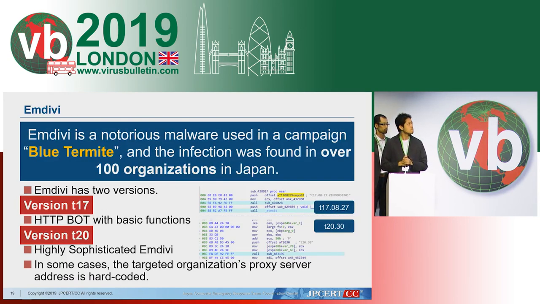Okay, MDB. MDB is a notorious malware used in the campaign Blue Termite. The infected organizations numbered over 100 in Japan, a very huge impact. This malware is managed with a version number by the attacker, and you can find the number in the binary. Two versions, T17 and T20, were mostly used in this campaign.